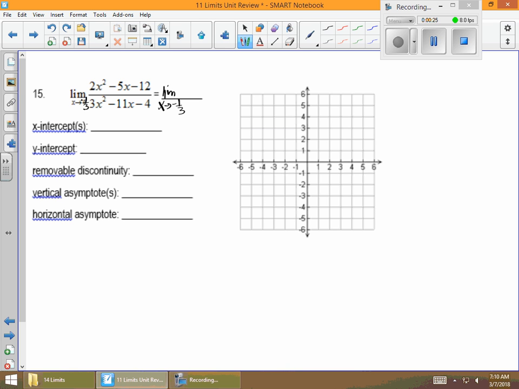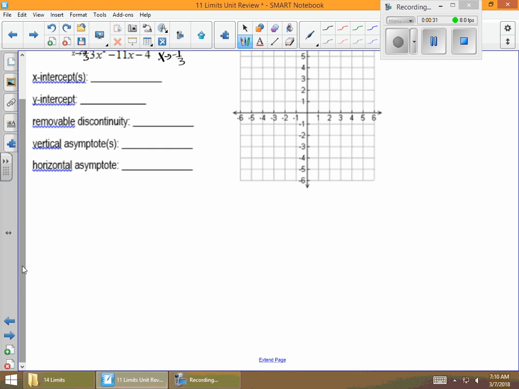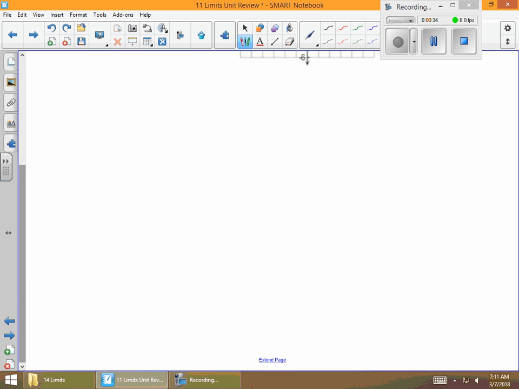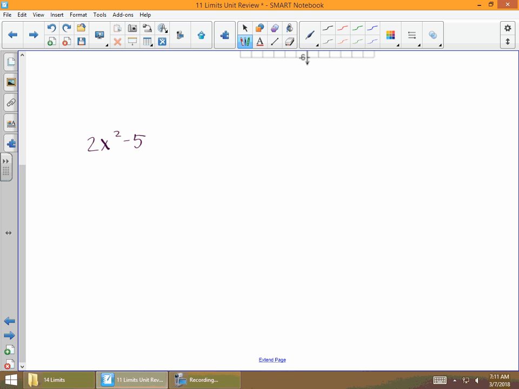Limit as x approaches negative 1/3. And I need to do some serious factoring. I'm actually going to go ahead and do that here at the bottom. So I need to factor my numerator and my denominator. So 2x squared minus 5x minus 12 is my numerator. My denominator is 3x squared minus 11x minus 4.